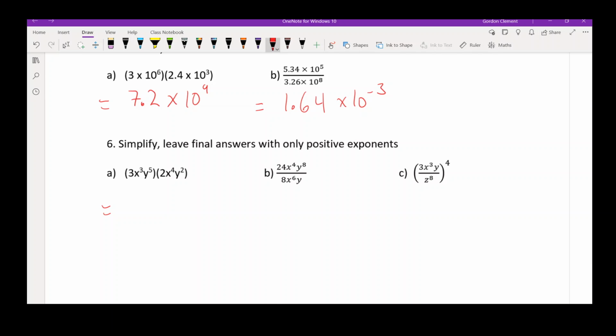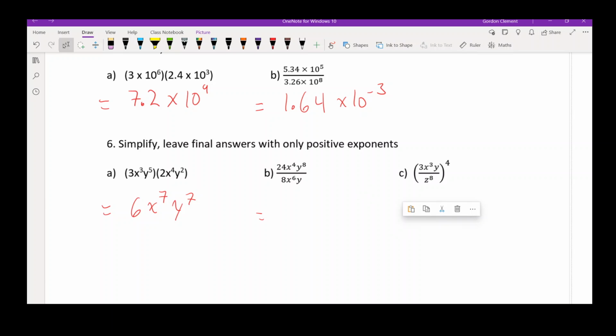So multiplying here, everything's being multiplied. I can do the multiplication in any order, so I'm going to multiply the things I know how to multiply. I know how to multiply 3 and 2. That's 6. X to the 3 times x to the 4 is x to the 7. Y to the 5 times y to the 2 is y to the 7. You add your exponents.